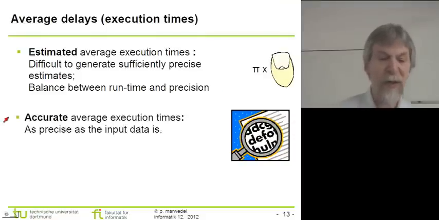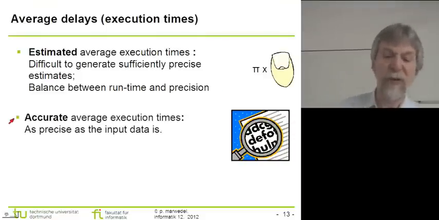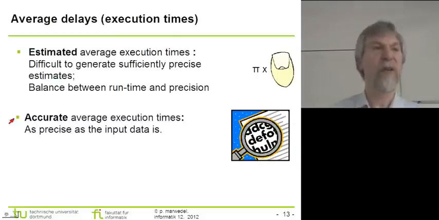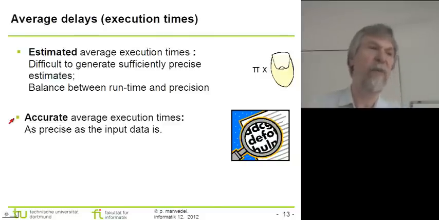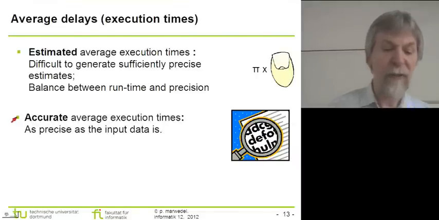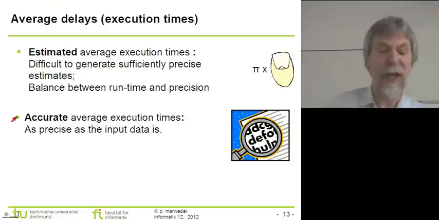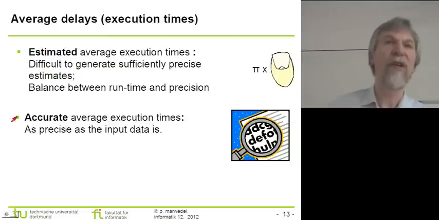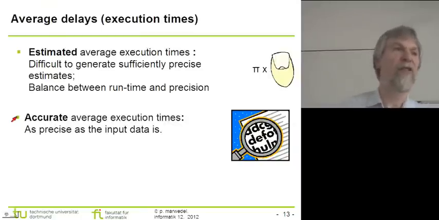On the other hand, we can try to have more accurate execution times, which would then be as precise as the input data is. That means that we are actually compiling the code, we are running the code on the real platform or on some platform that has a precise timing model of the real platform. Then we would get very accurate execution times for each of the inputs, and then the only question that's remaining is which inputs are we actually using.